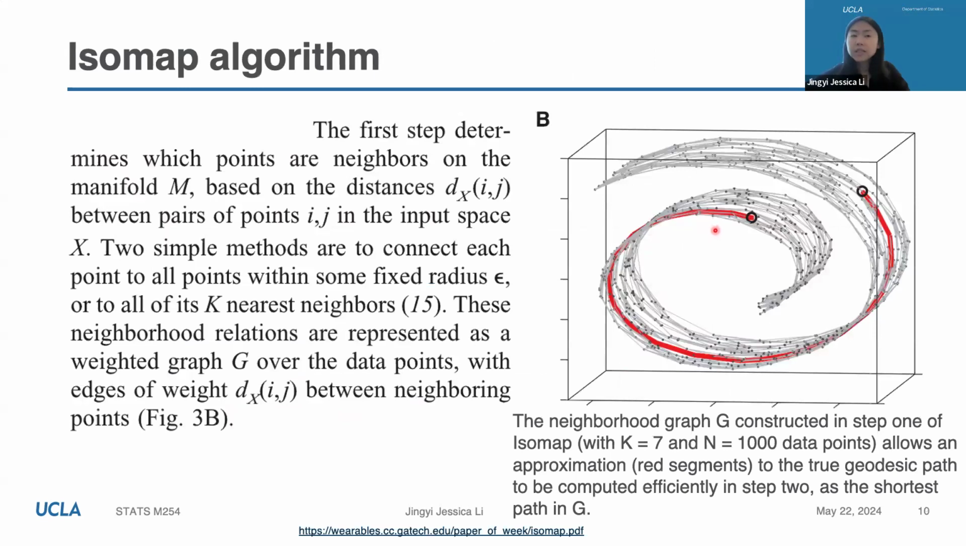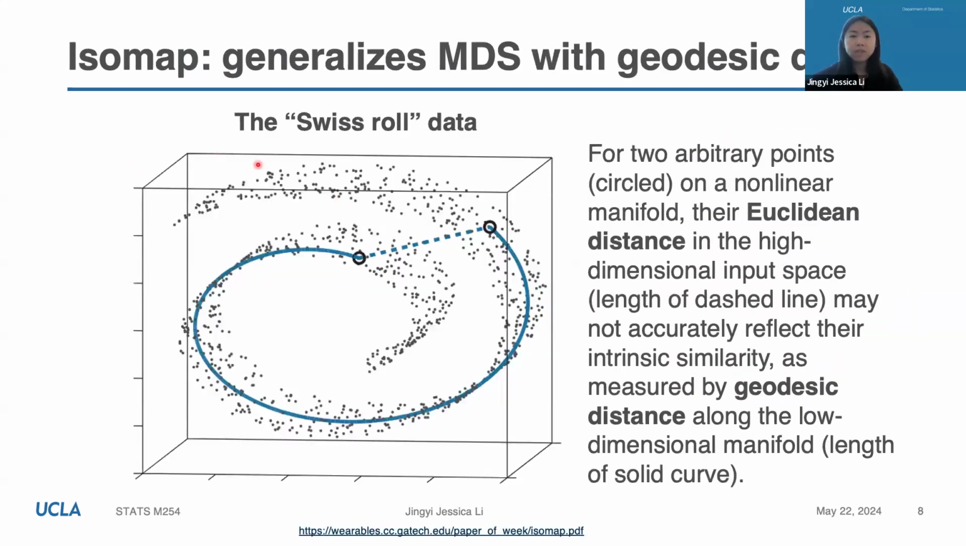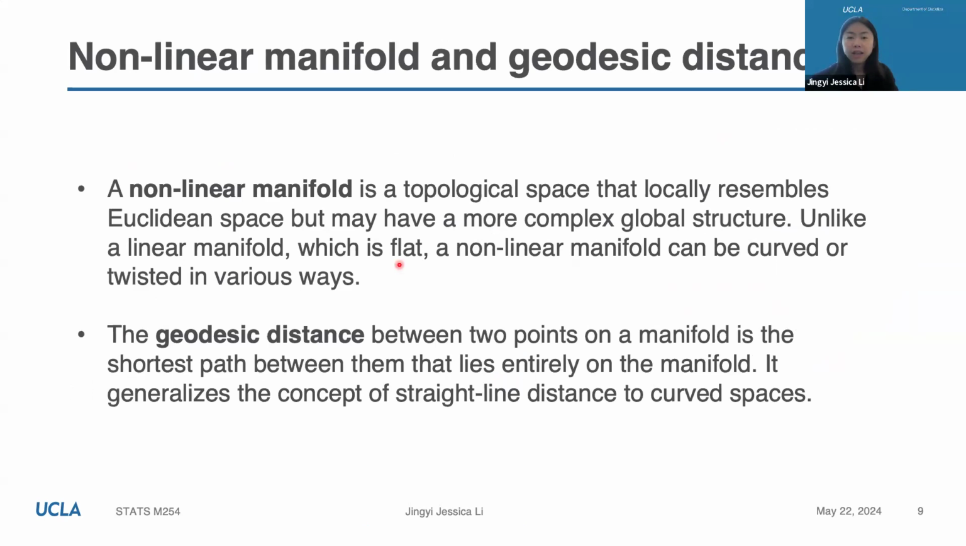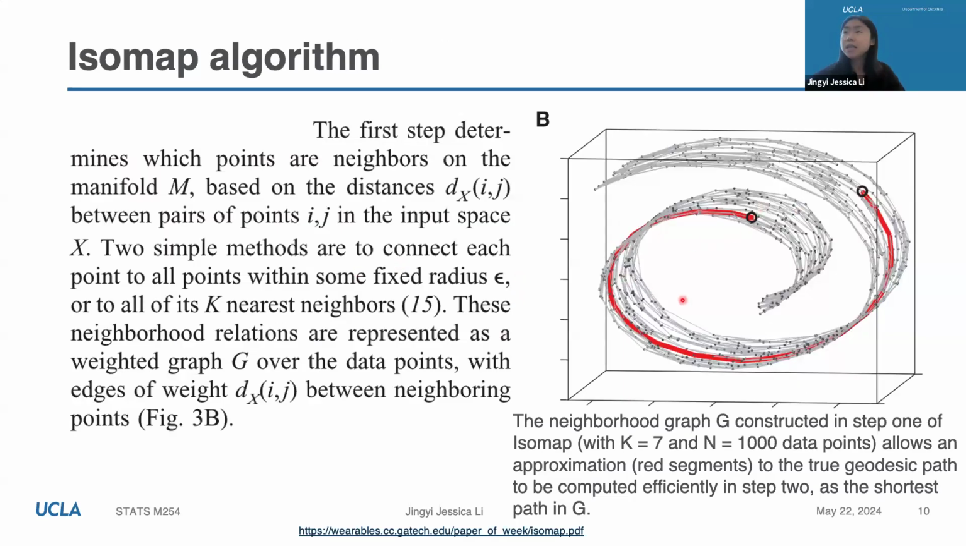So this is basically the Isomap algorithm. Let me just read the text. The first step determines which points are neighbors on the manifold. What this graph does is connect every point to its 7 nearest neighbors, and here we have a total of 1,000 points. So basically we have 1,000 dots here. We connect every point to the closest k neighbors, where k is 7, in Euclidean distance.